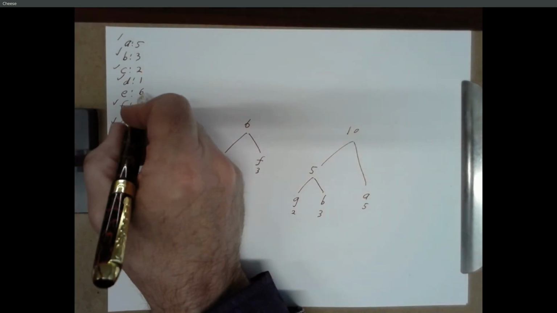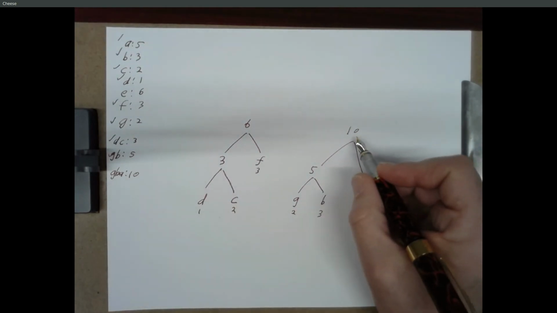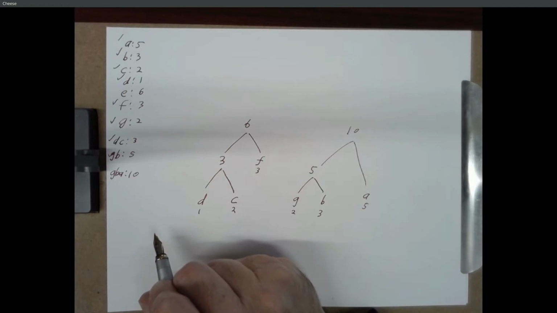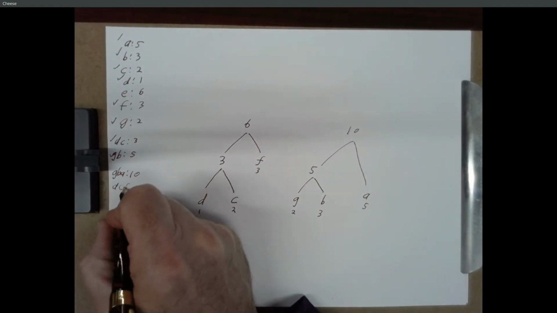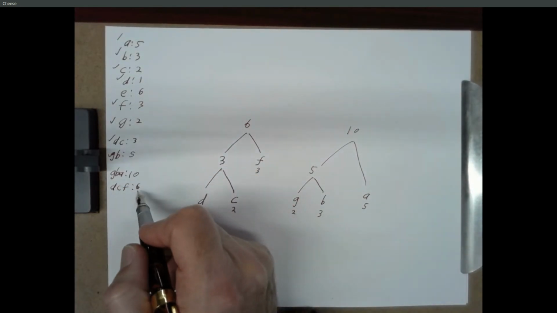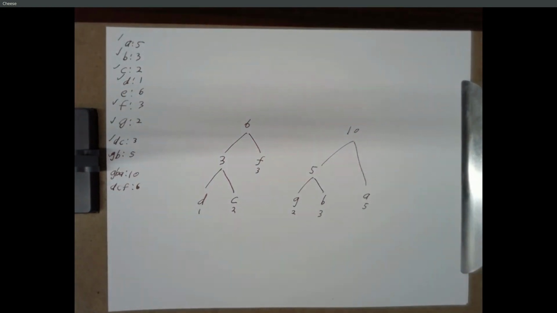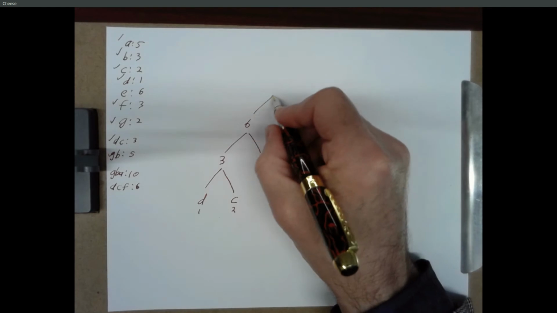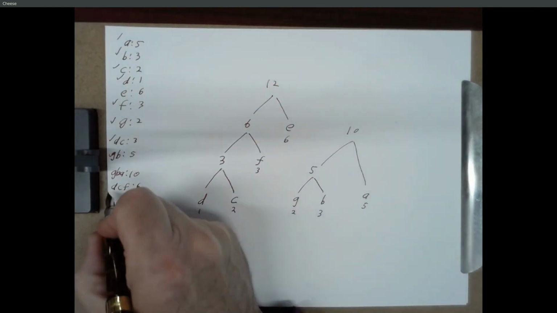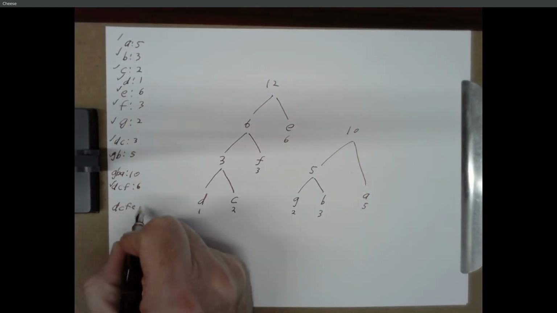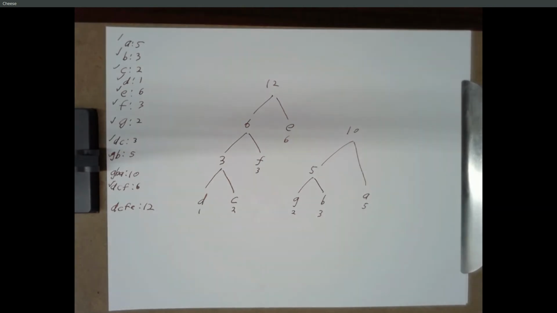So let's see, we've got an E with a frequency of 6, and we've got this thing with a frequency of 6 that I seem to have not written down. So we got E with a 6, we got DCF with a 6, and we got GBA with a 10. So let's put our two 6s together. Here's my E with a 6, there's DCF with a 6. Those combine to a frequency of 12. So DCFE is a 12, and GBA is a 10.